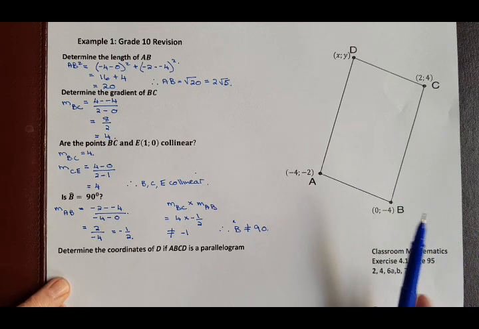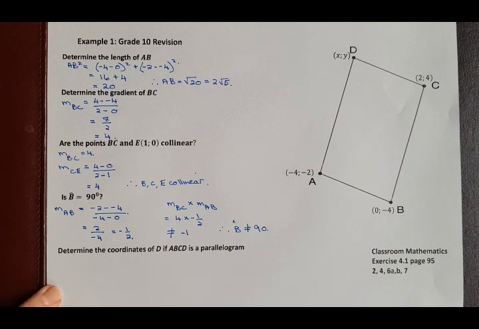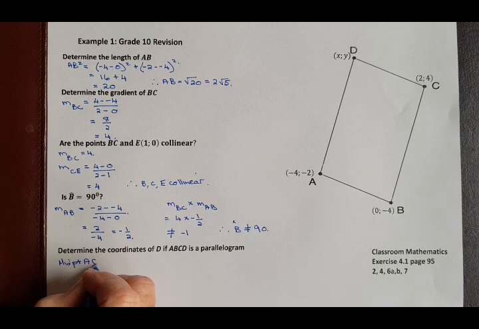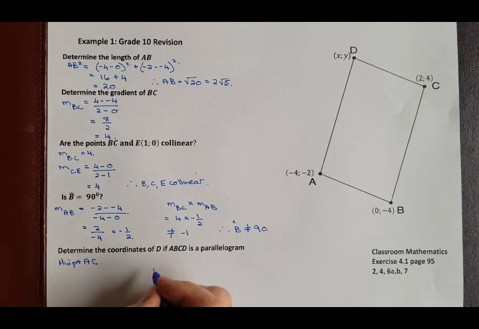The last question here is, we are told that ABCD is a parallelogram, and we have to find the coordinates of that last vertex point D. There are a couple of ways of doing it. You can use your opposite sides parallel, your opposite sides equal in length, but the easiest property to use is the fact that if it's a parallelogram, your diagonals bisect each other. In other words, the midpoint of AC has to equal the midpoint of DB.